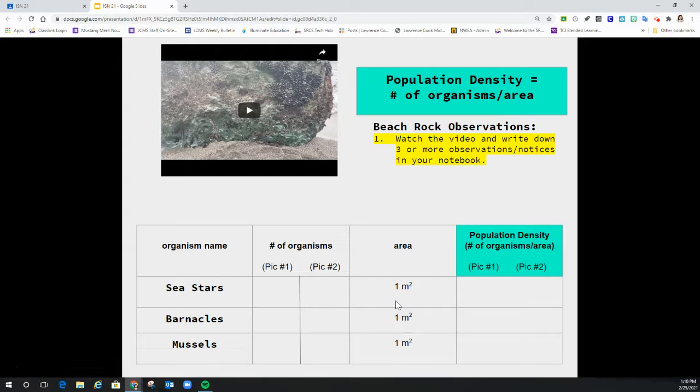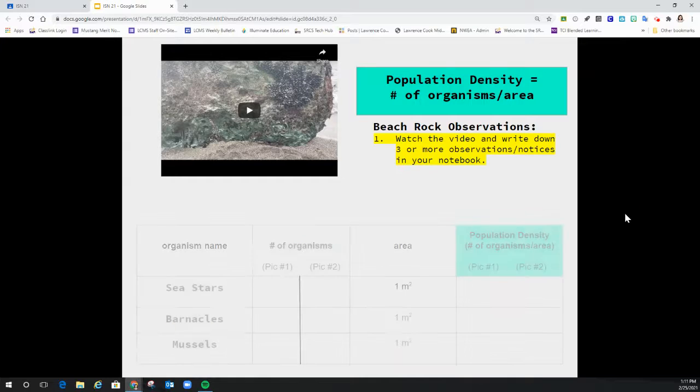Then you're going to add the area. So if you remember, the area that we were working with was a 1 meter by 1 meter square. And to calculate the area, that's going to be length times width, and we get 1 meter squared. So all of our areas are 1 meter squared.